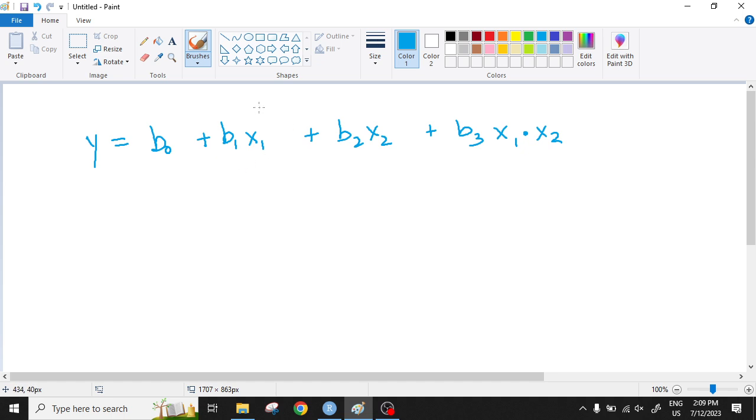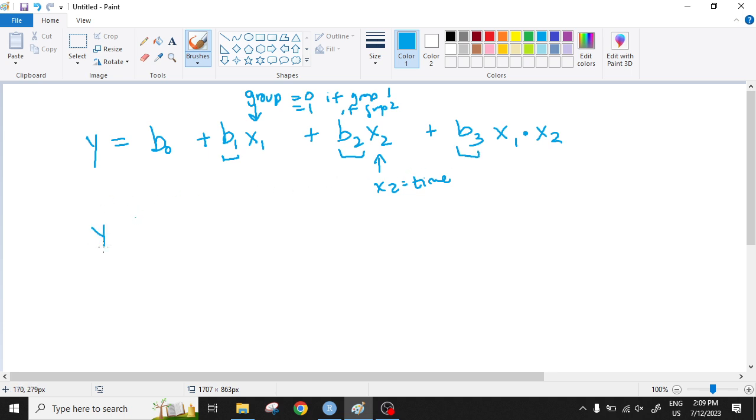So let's pretend that x1 is how we code the group. It equals 0 if group number 1 and equals 1 if group number 2. And then x2 equals time. So b2 is a slope, b1 is a change in the intercept, and b3 is a change in the slope. So how does that work?